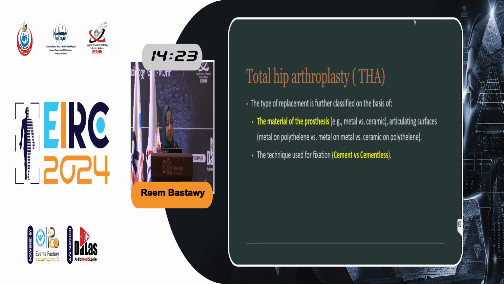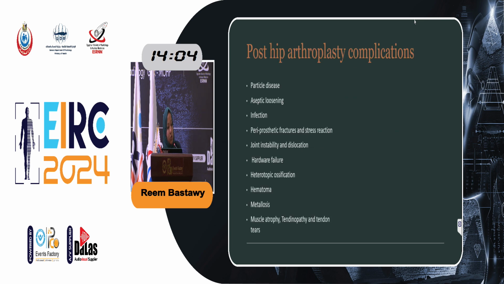The type of replacement is further classified according to the material of the prosthesis and articulating surfaces: metal on polyethylene versus metal on metal, or ceramic on polyethylene, and the technique used: cemented or cementless fixation. The post-hip arthroplasty complications include many entities: particle disease, aseptic loosening, infection, periprosthetic fractures and stress reaction, joint instability and dislocation, hardware failure, heterotopic ossification, hematoma, metallosis, and muscle and tendon disorders, either tendinopathy or tears.